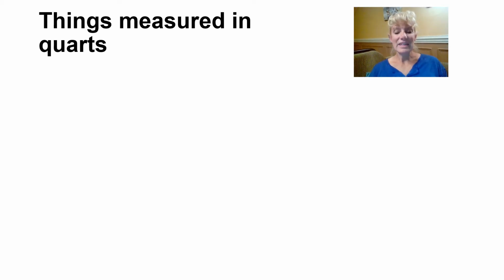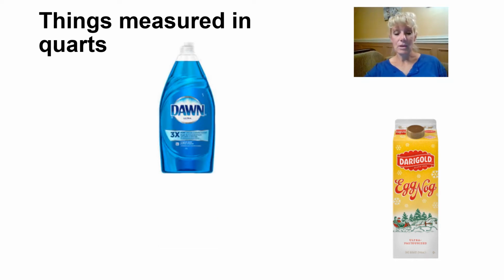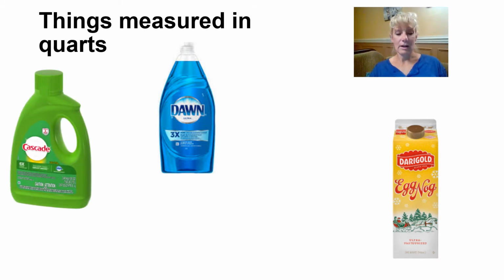All right, the next unit of measure. We started with cup, then we went to pint. Inside each pint, there are 2 cups. Now we're moving to quarts, and quarts is the next size up. Here are some things that are in quarts. You'll see these in the dairy department at the grocery store. This is a quart of eggnog. Lots of our liquid detergents are measured in quarts. Here are some more things that you might be using in the dishwasher.